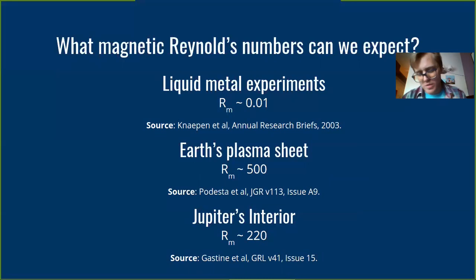There's some nice studies done with liquid metal here on Earth, of course, and those Reynolds numbers ended up being like 10 to the -2 or so. Some folks did some work with the plasma sheet on Earth, and they're getting around 500 or so, so a much larger number there. I also found a nice study. Some folks did some work on the interior of Jupiter, and what they see is roughly 220 or so, looking at the dynamo, the metallic hydrogen core, and whatnot. So these just give me some numbers to have in mind.